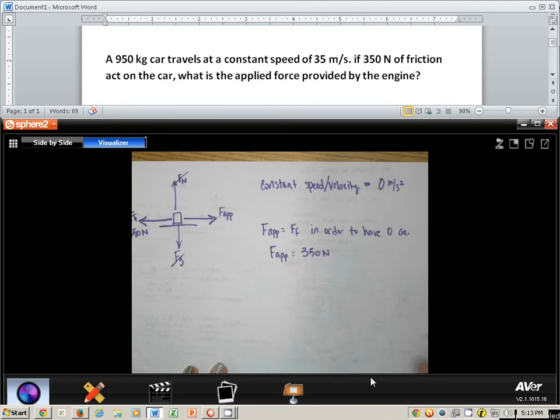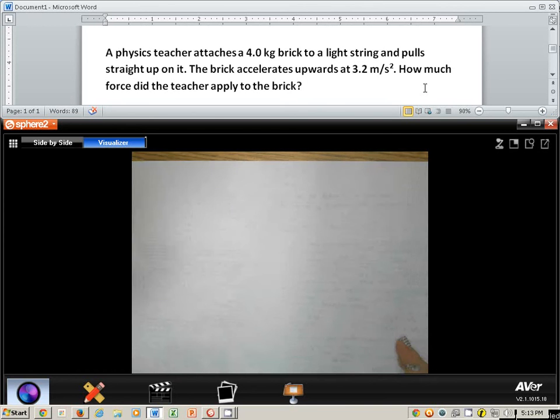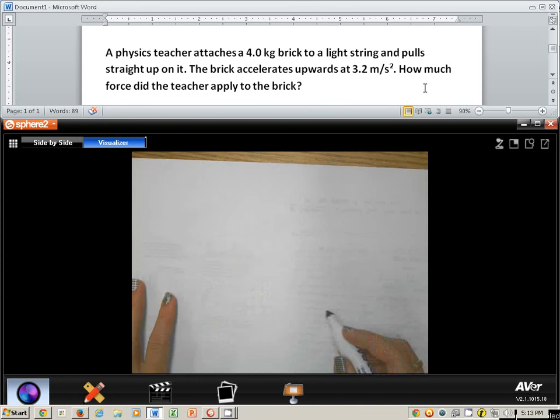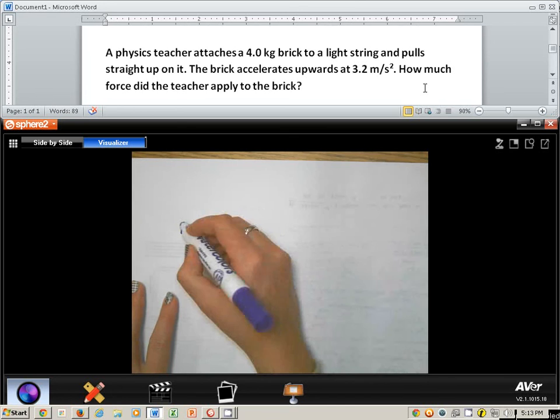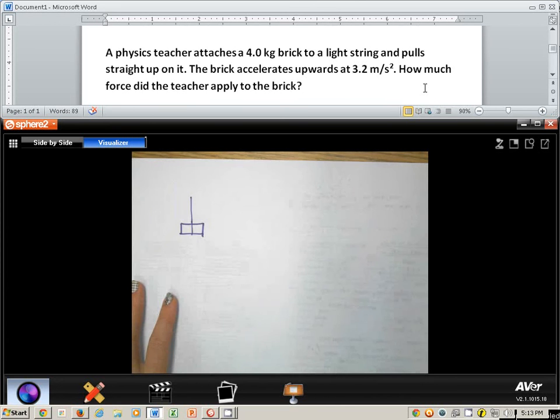So to do a little bit more math, we have one more problem. We have a very bored physics teacher with a brick. A brick's pretty easy to draw. So here's our brick, and it's attached to a string. And it says that it is a 4-kilogram brick, and the person is pulling up on it.